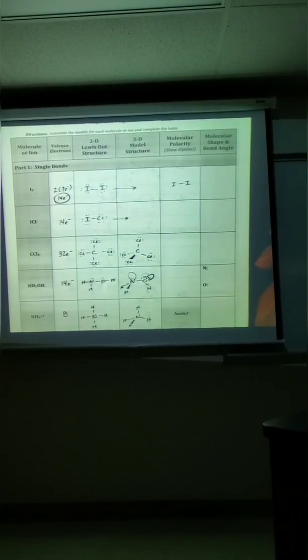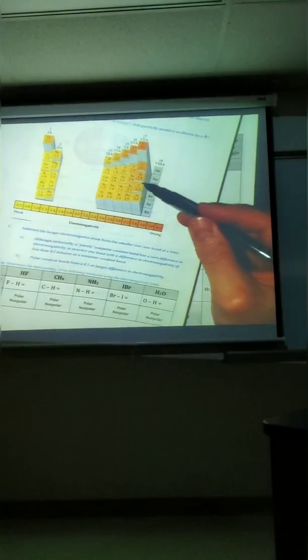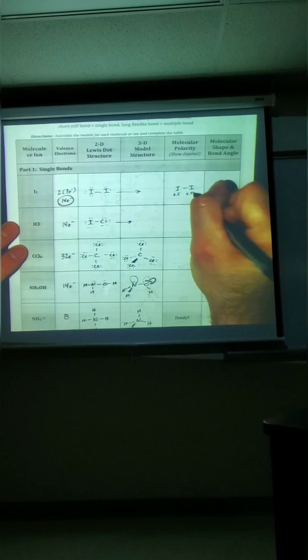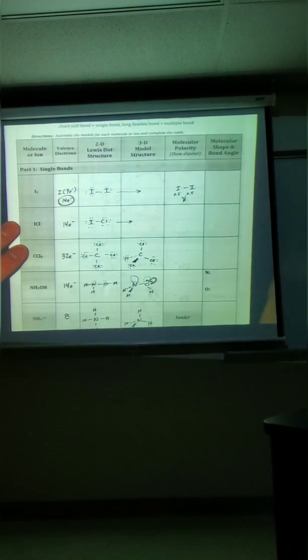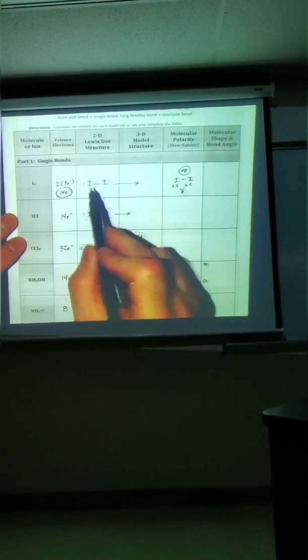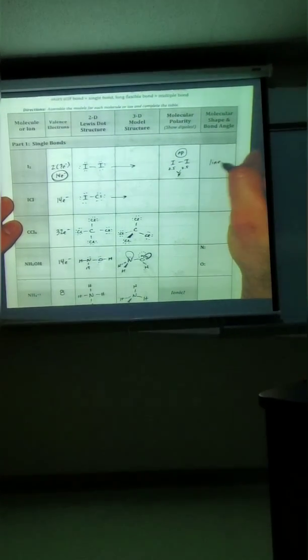So for iodine, you would go to that table and you would find its electronegativity at 2.5. And when you're attached to yourself, you're going to find out pretty quickly that the difference is 0. And if the difference is 0, you're nonpolar. The shortest distance between 2 atoms is a straight line, so again, that shape is linear.